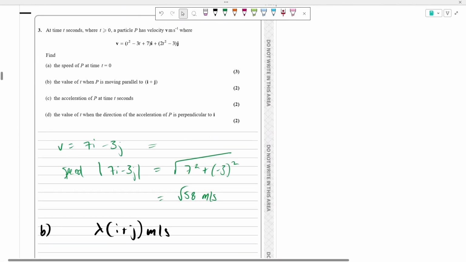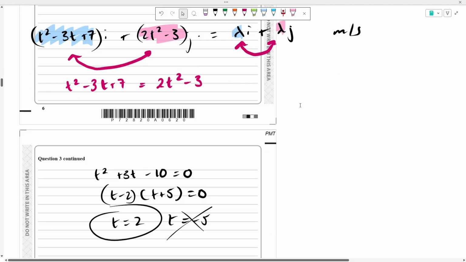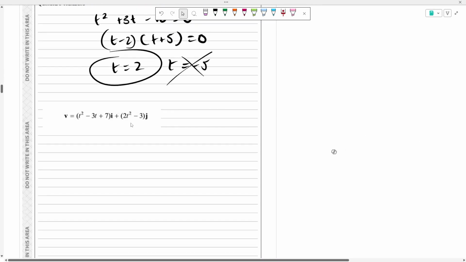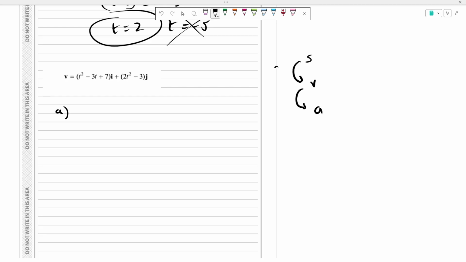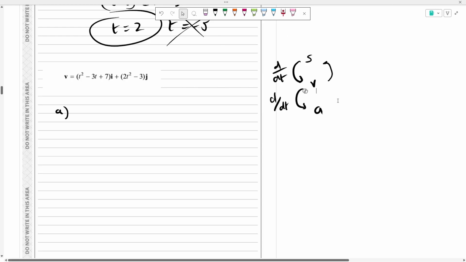So if our velocity is this, I'm going to take a screenshot of the original question. We want to work out acceleration, and there are a couple of things you need to know. When you differentiate distance or displacement, this gets differentiated to velocity, and velocity gets differentiated to acceleration. Similarly backwards, velocity gets integrated to displacement, and acceleration gets integrated to velocity. This order you really need to know.